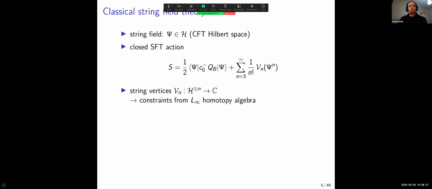Okay. So I will explain more later, but you have something called the L infinity homotopy algebra, which gives you constraints on this Vn. And in particular, from this, you can show that this action is gauge invariant.